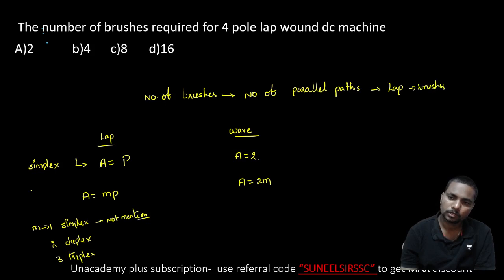Brushes is equal to number of parallel paths, that is equal to number of poles. Here 4 parallel paths, so the 4 is the answer.